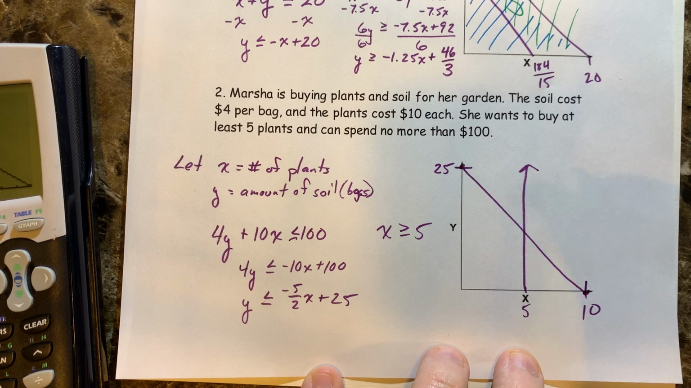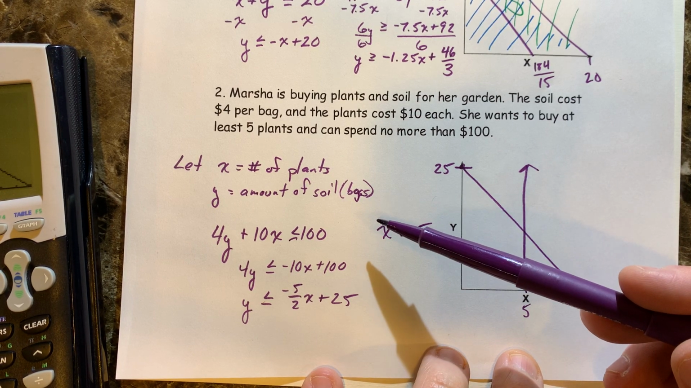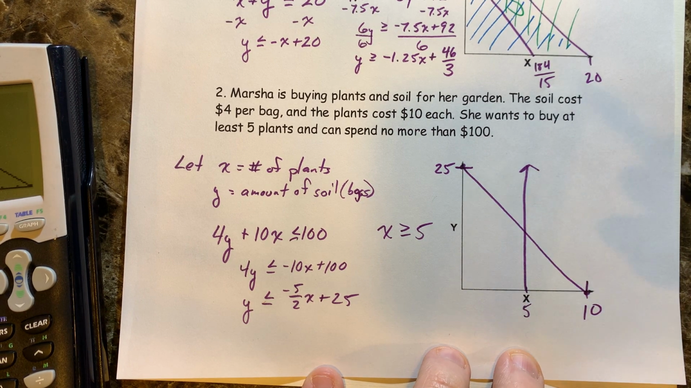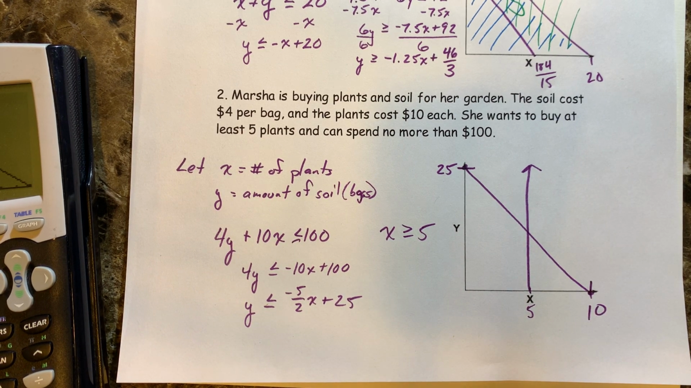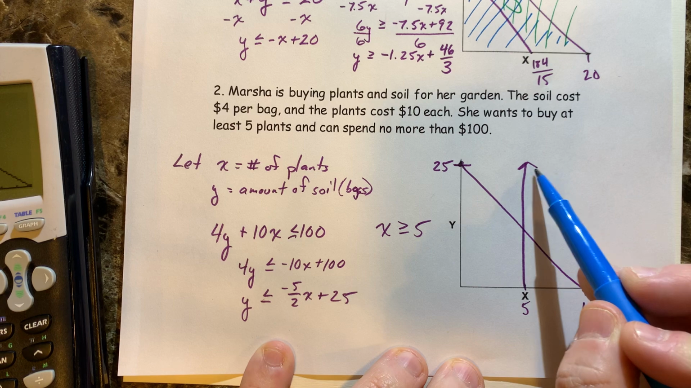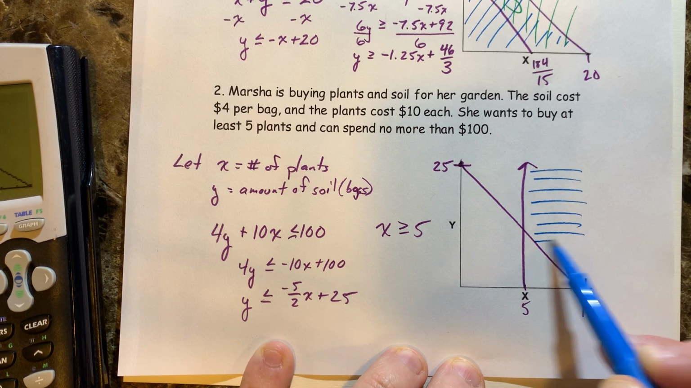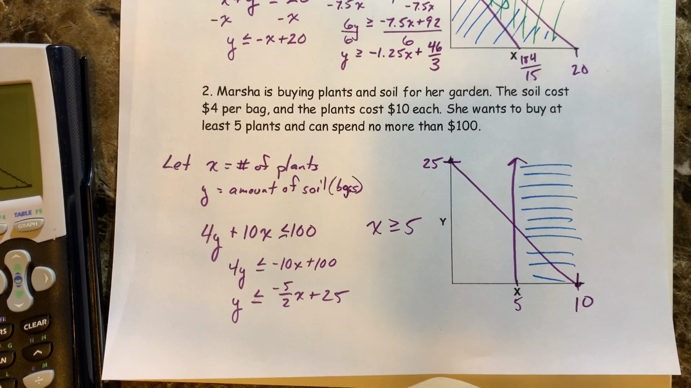Here, we're only talking about positive numbers because number of plants and number of soil bags can't be negative, so I didn't have to put any arrows on those. Now x was supposed to be greater than or equal to 5. So all numbers greater than 5 for x values are to the right of that.